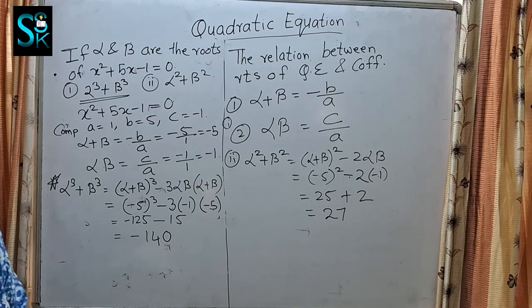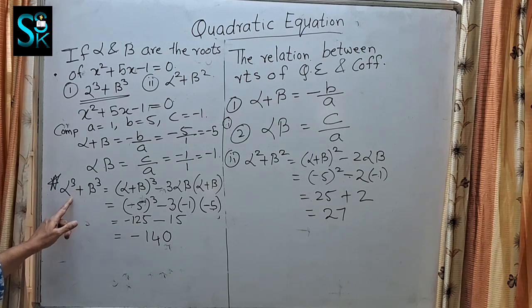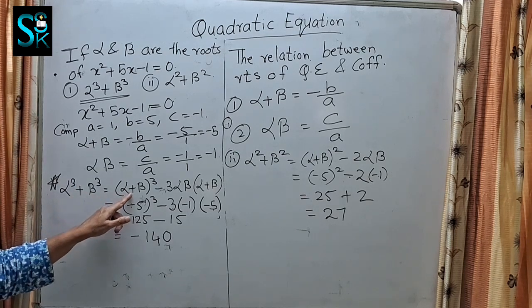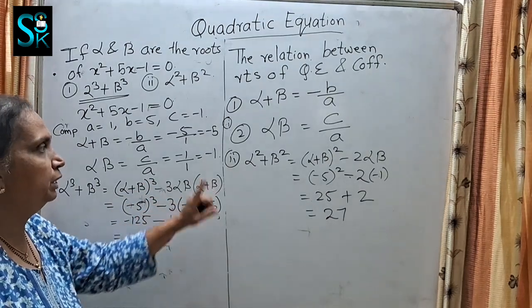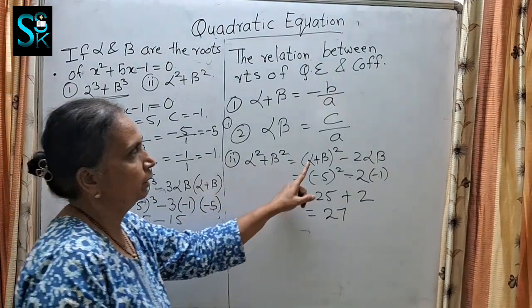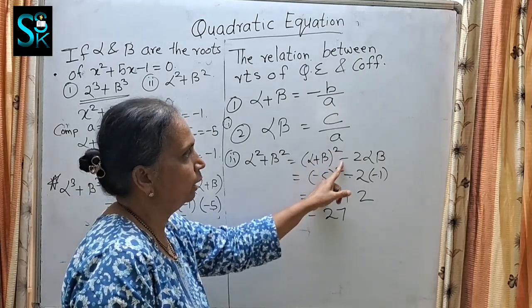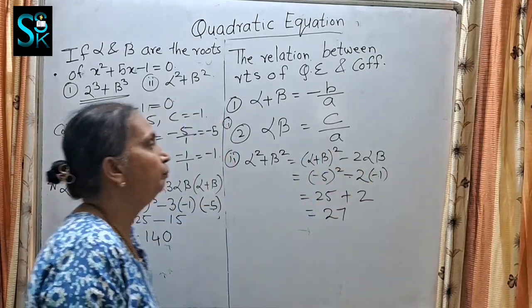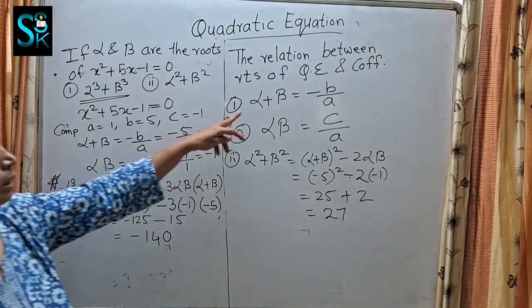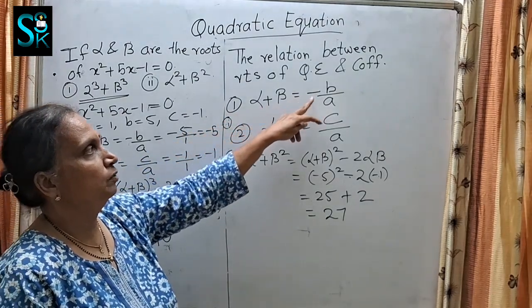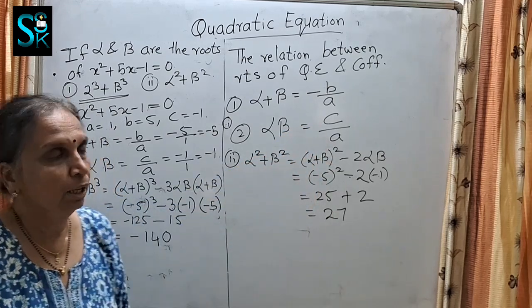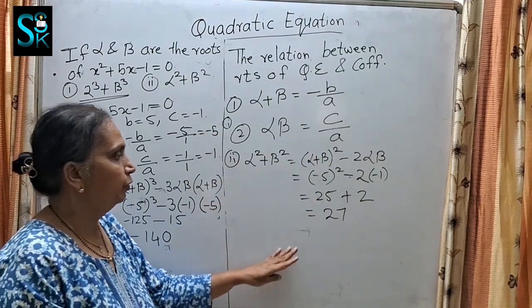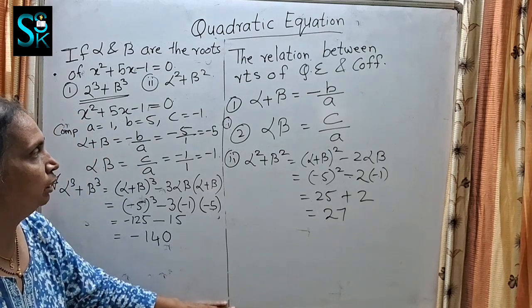So in this case you have learnt two formulas, that is alpha cube plus beta cube is nothing but alpha plus beta the whole cube minus 3 alpha beta bracket alpha plus beta, and alpha square plus beta square is nothing but alpha plus beta the whole square minus 2 alpha beta. Okay, what is to be remembered is alpha plus beta is minus b upon a, and alpha into beta is c upon a. Okay, so this is how we have finished the quadratic equation.